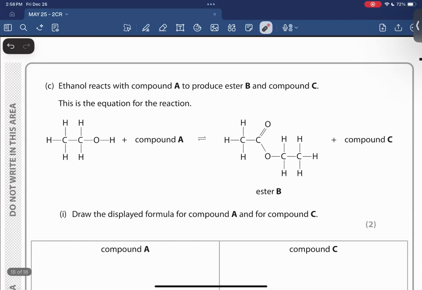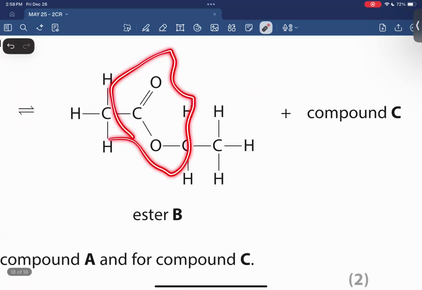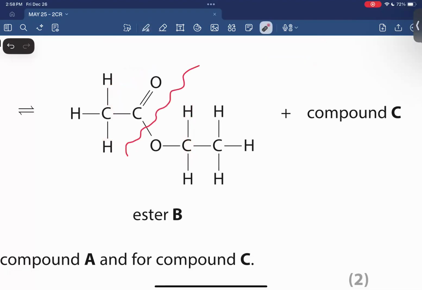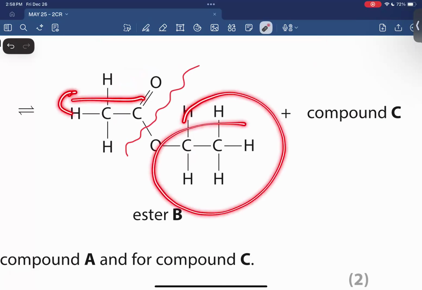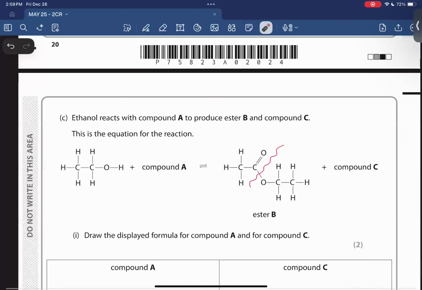Ethanol reacts with A to produce the ester B and the compound C. This is the question for the reaction. So an ester is being produced. It means that an alcohol reacting with a carboxylic acid leads to the formation of this ester. Now this is the alcohol, and this is the ester bond, right? Let's break the ester bond down. This is the part from the alcohol and this is the part from the acid. So ethanoic acid is reacting with the alcohol ethanol to form this compound, and compound C, which is water.